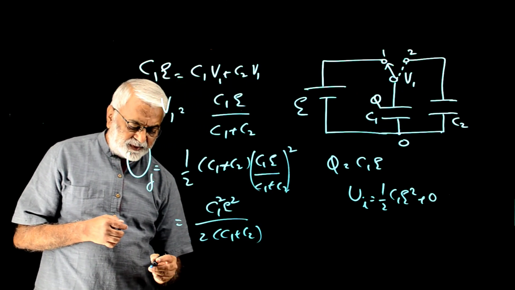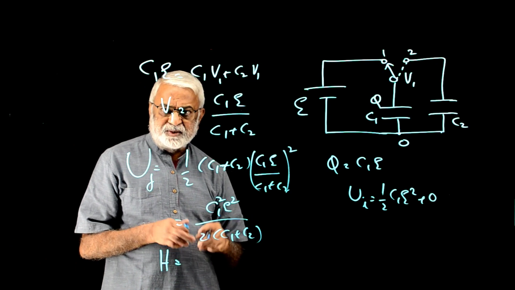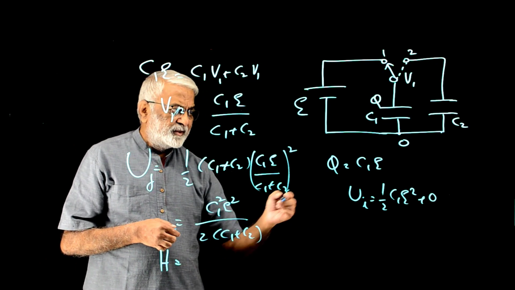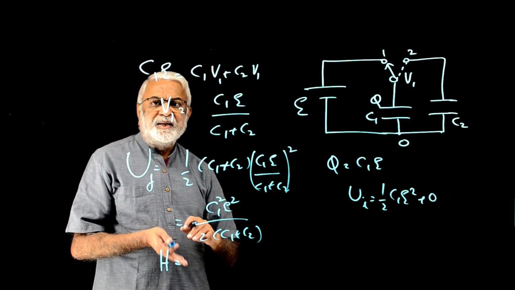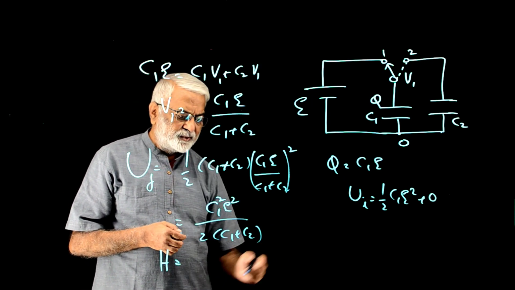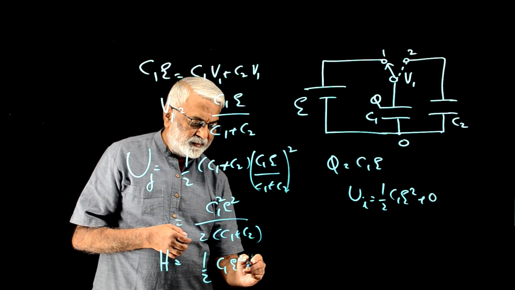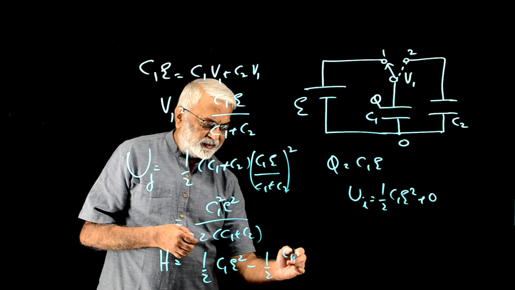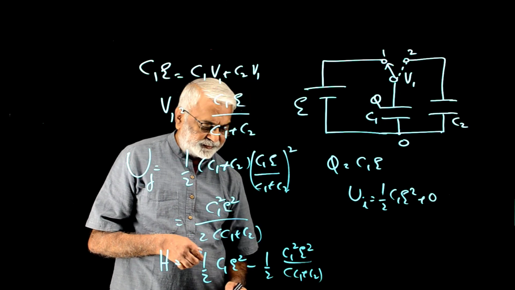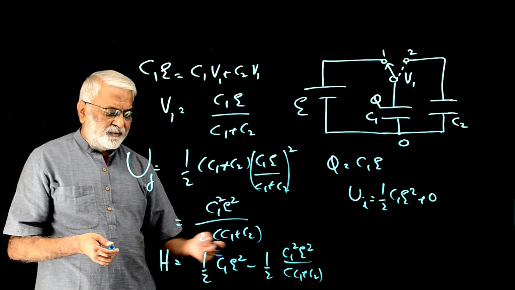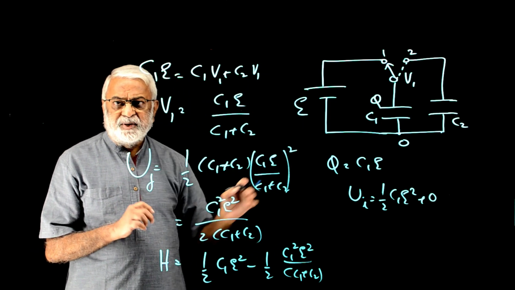So in fact, what is the heat evolved, if you want? The loss in potential energy, UI minus UF, that's the loss. Delta U would be the change in potential energy of the system, but we're looking at minus delta U, the loss, which is UI minus UF: half C1 E squared minus half C1 squared E squared by C1 plus C2. You can work this out, and whatever you get is the heat evolved in the circuit. Invariably, heat is evolved when the charge flows through these wires.